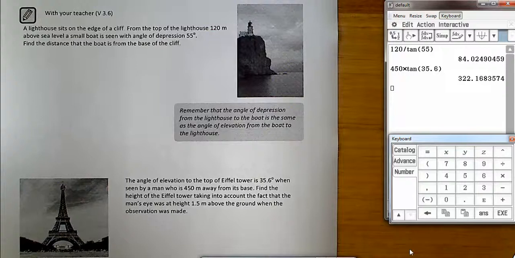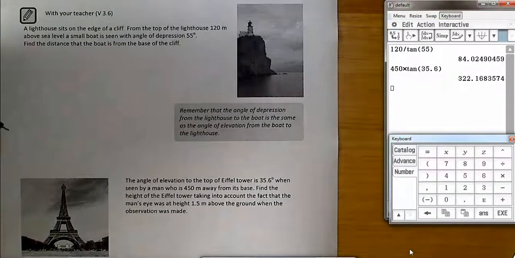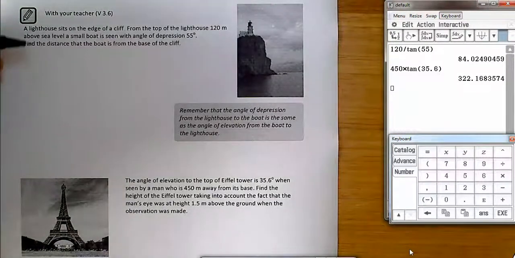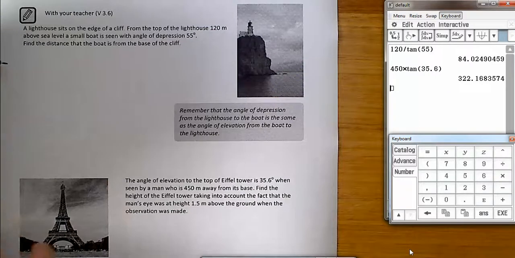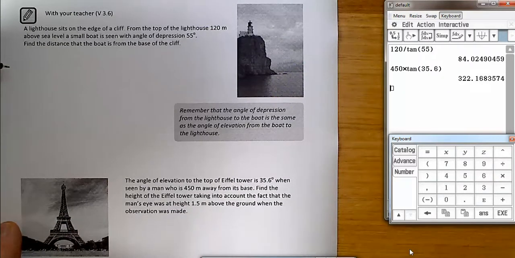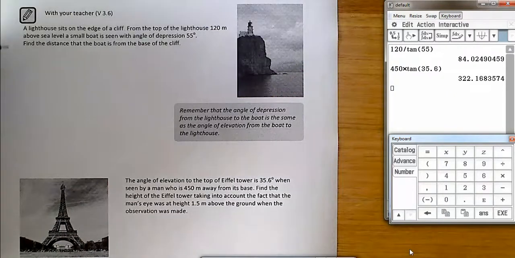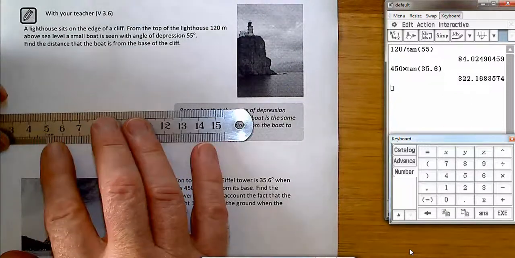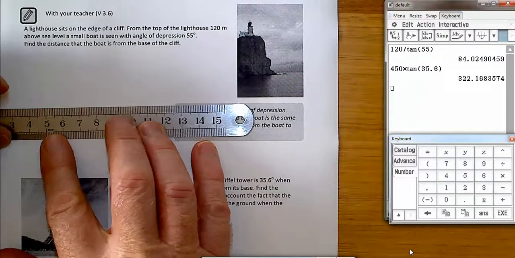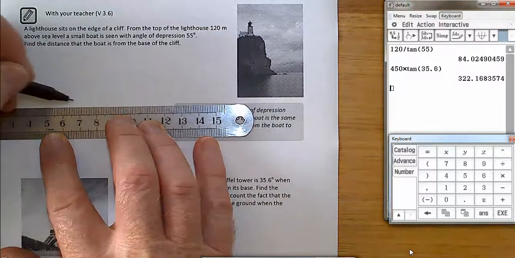We've got some questions here which involve doing calculations and trig questions with angles of elevation and depression. The important thing to remember in a question which involves elevation and depression is that both of these angles are measured from horizontal. So in this question here, we've got a lighthouse sitting on the edge of a cliff, and we've got an angle of depression of 55 degrees to a small boat.